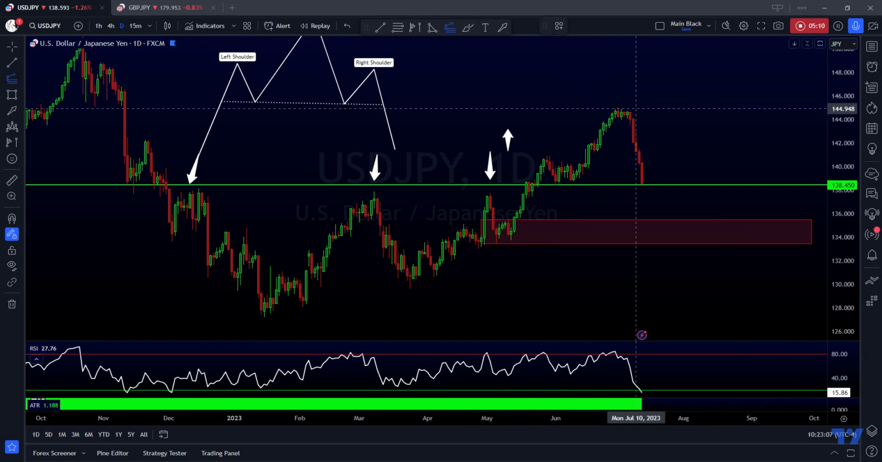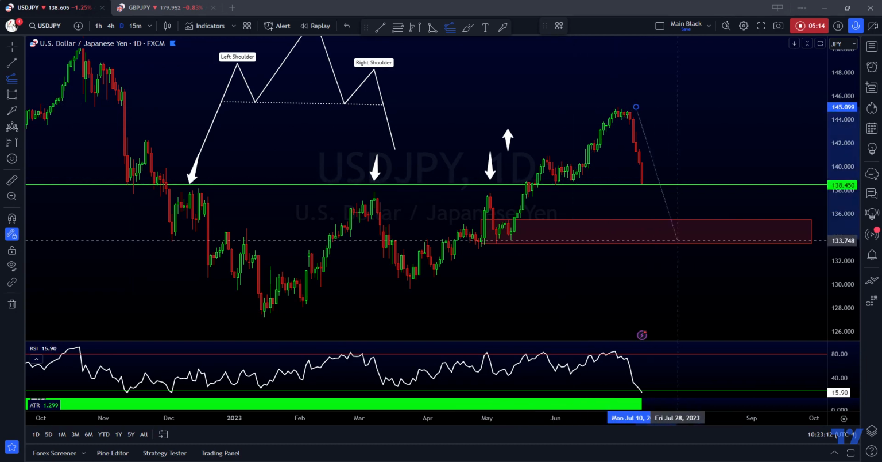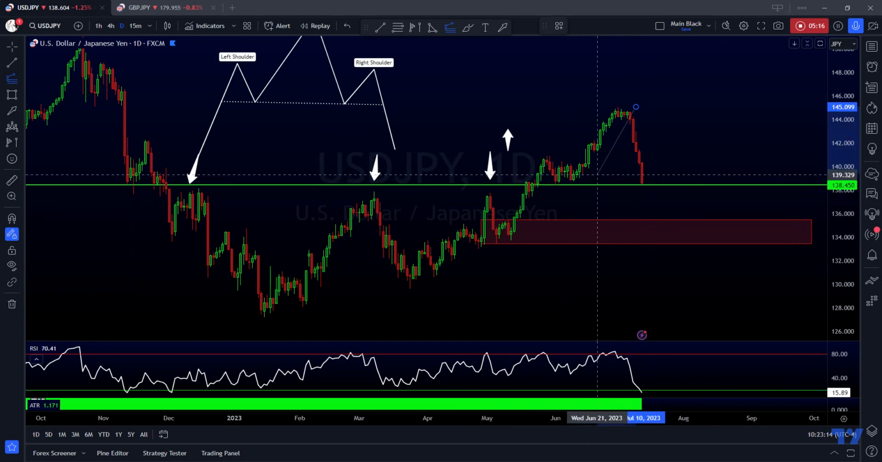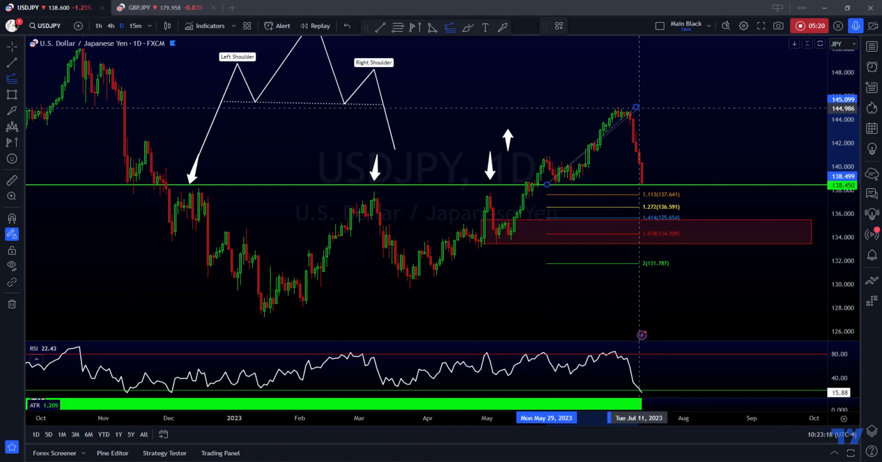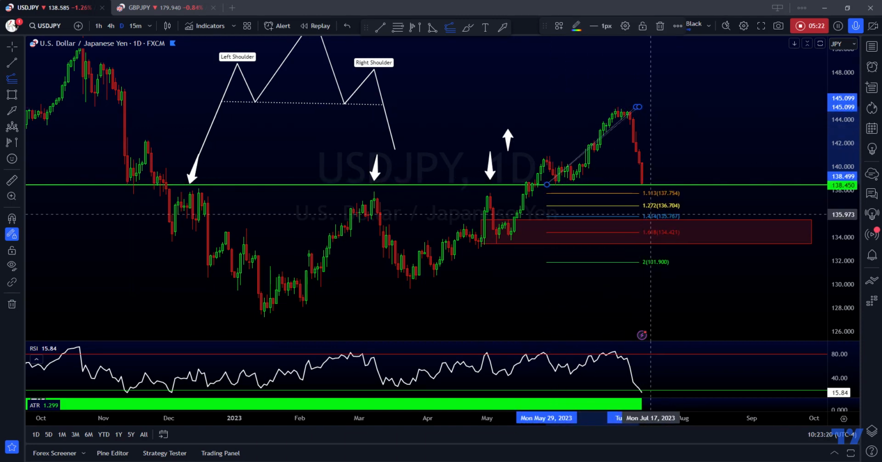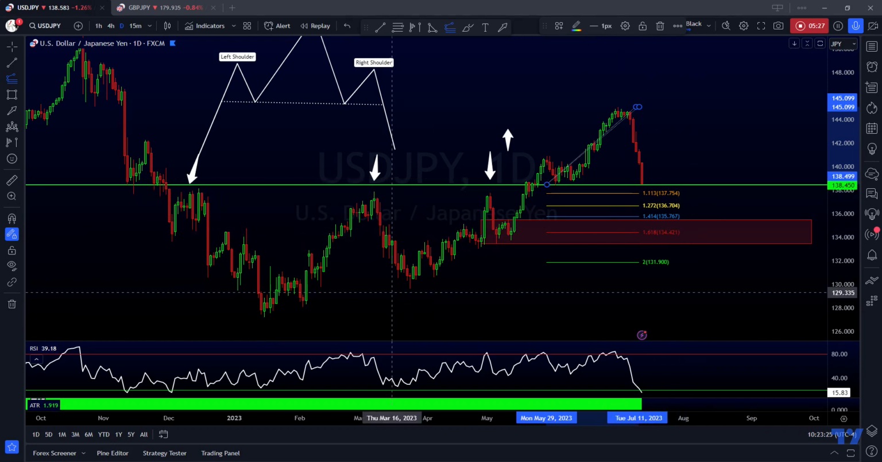I'm going to start with my Fibonacci extension tool. I'm going to invert it from the swing high to swing low since we don't have a current extension yet to draw it from. So I'll go swing high to swing low backwards, right to left, and then back up. You're going to see I have the 1.618 Fibonacci extension right in that level, 134.42.